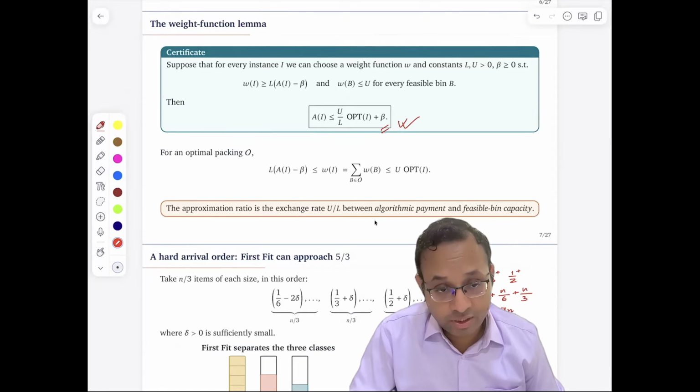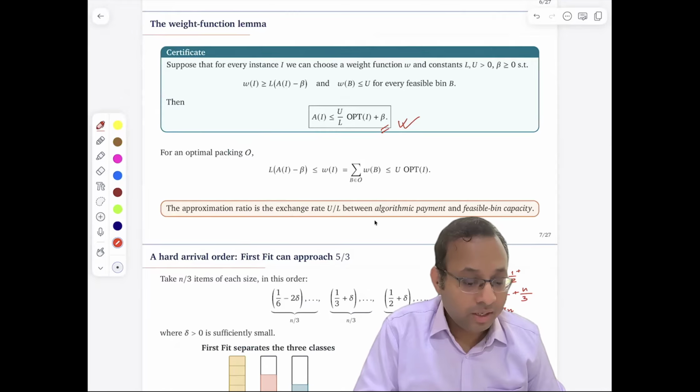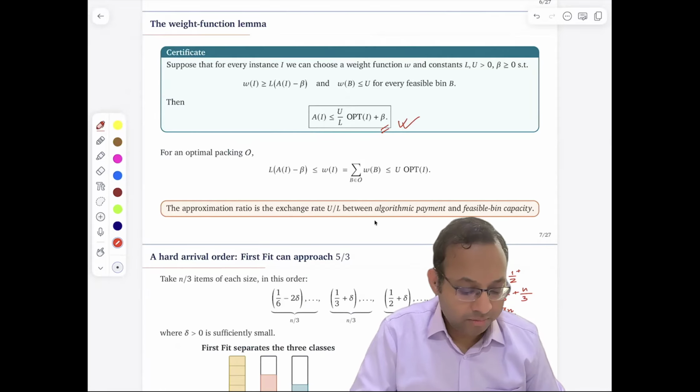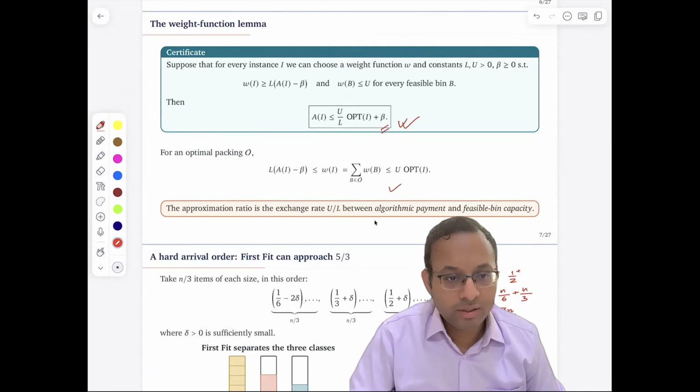So we are in the asymptotic setting, so we'll ignore the constant beta, because when in the asymptotic setting, opt is very large, so you can ignore beta compared to opt. So we kind of get the asymptotic approximation ratio to be U by L. And this is the proof which I already discussed.